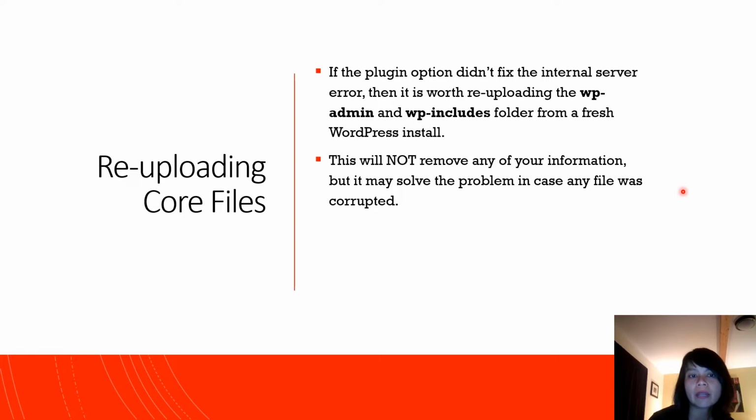You can try re-uploading core files. If the plugin option didn't fix the internal server error, then it's worth re-uploading the WP admin and the WP includes folder from a fresh WordPress install. This will not remove any of your information, but it may solve the problem in case any file was corrupted. Now you have to be careful though if you're re-uploading the WP includes folder. If there was something in it that wasn't there in the original files, then you might lose that information.